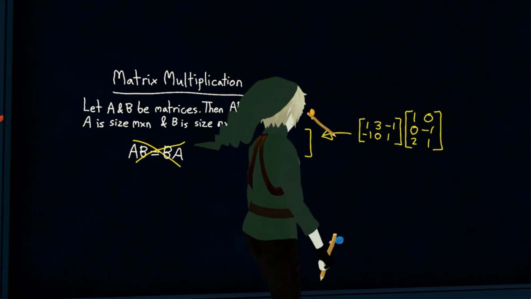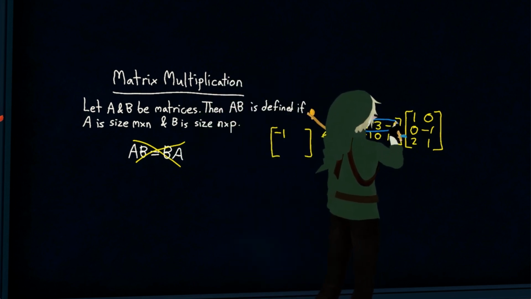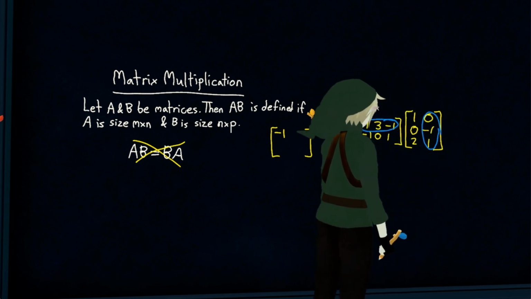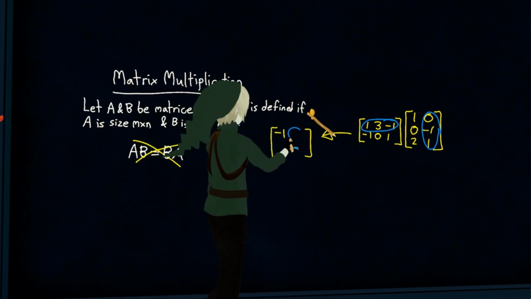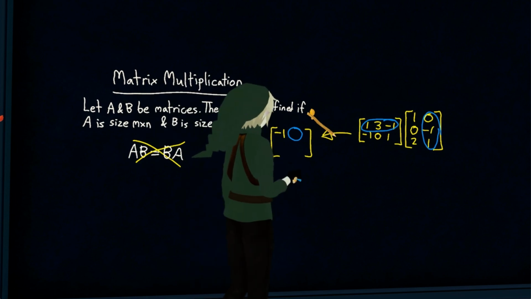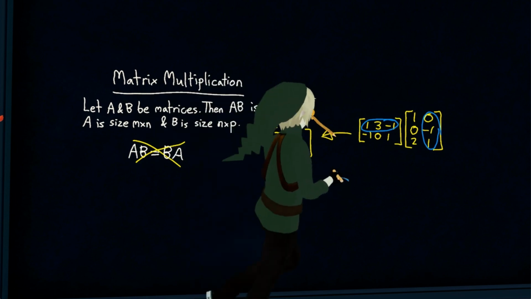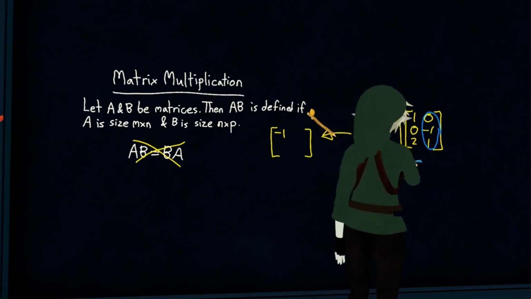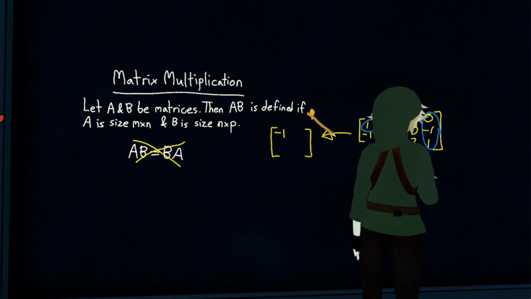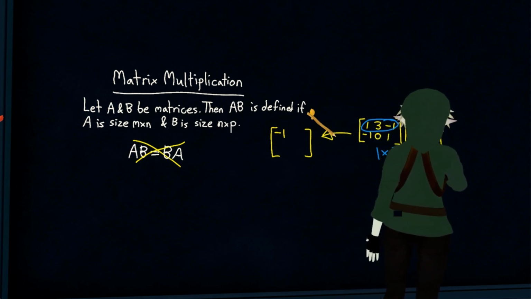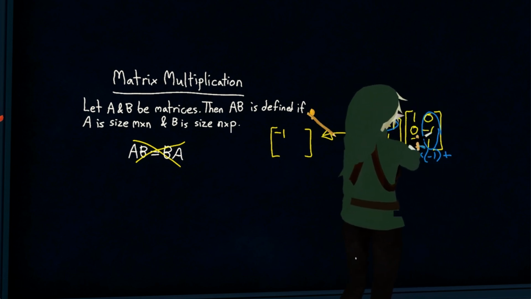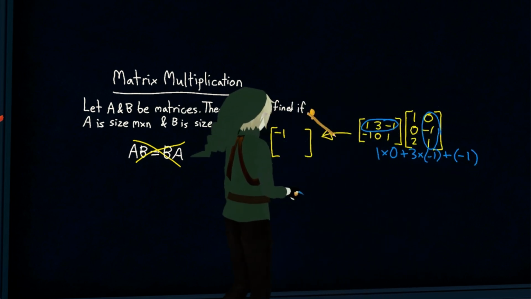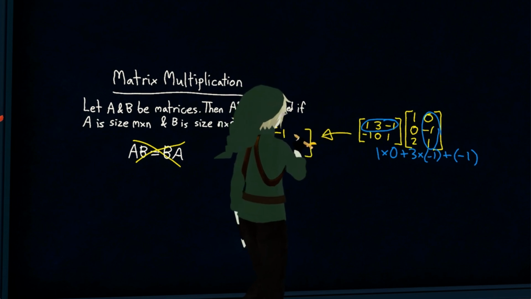And then we do the same exact process, but now, instead of here, it's here now. That goes here. And in this case, we have 1 times 0 plus 3 times -1, and then -1 times 1, that's -1. This is what, -4? So we have -4 right here.